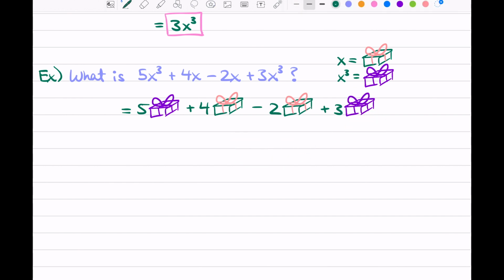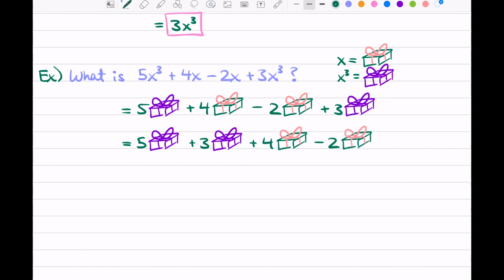So we're just adding and subtracting things, and we want to know how many purple presents and how many green presents we have overall. So let's rewrite this to group our presents together. So we'll have 5 purple presents plus 3 purple presents, just rewriting this. And then we'll have 4 green presents minus 2 green presents. All right, we've gathered our similar presents together. Now we can simplify in our final step.